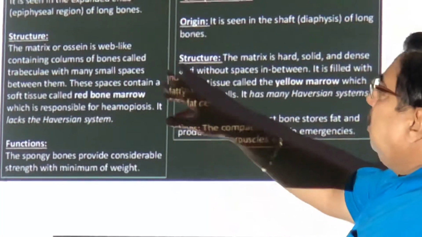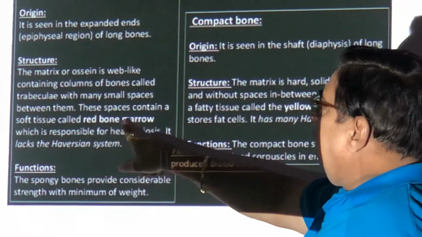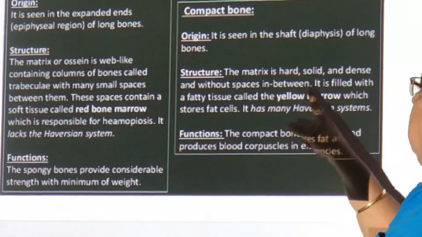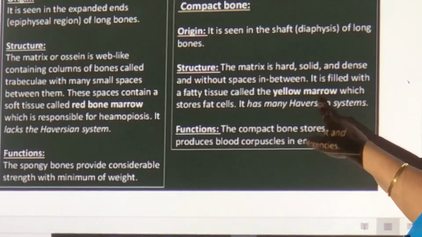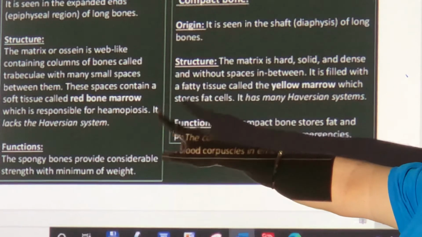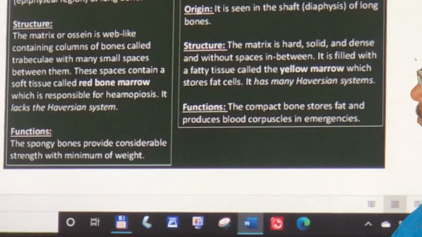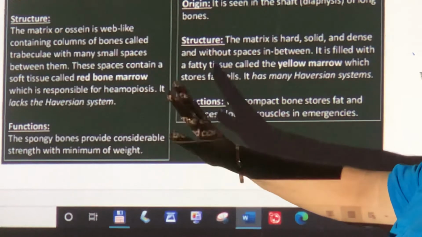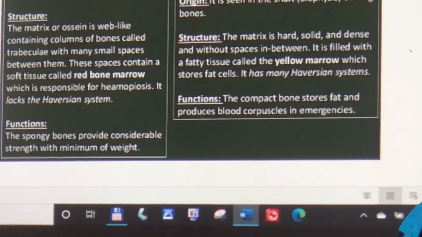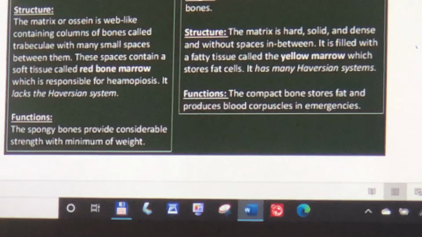Okay? So, here ossein has got trabeculae, branches with gaps, and they contain bone marrow which is soft. Here, there are no gaps, it has got yellow marrow and the Haversian system. Okay, there is no Haversian system in spongy bone, because we can't drill holes in soft bone, it will collapse. They give strength but not much weight. You can hit a person with a bone and his bone will break. Okay?